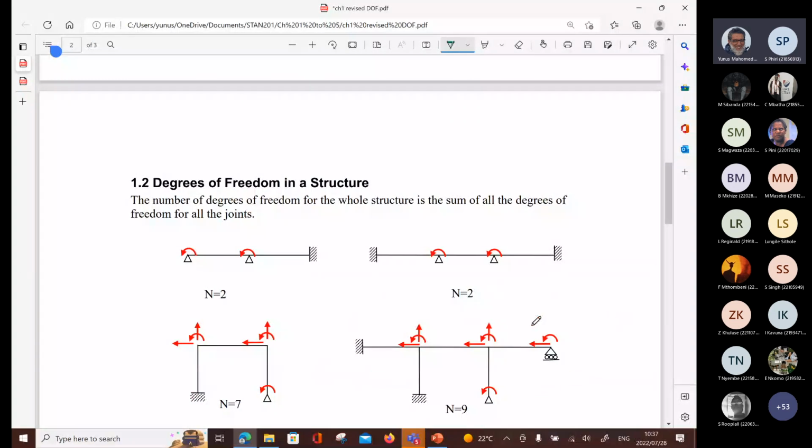All right, so let's try this then. Degrees of freedom. Let's go to the first one, which is a beam which has got a pin at A. There's a pin at A.